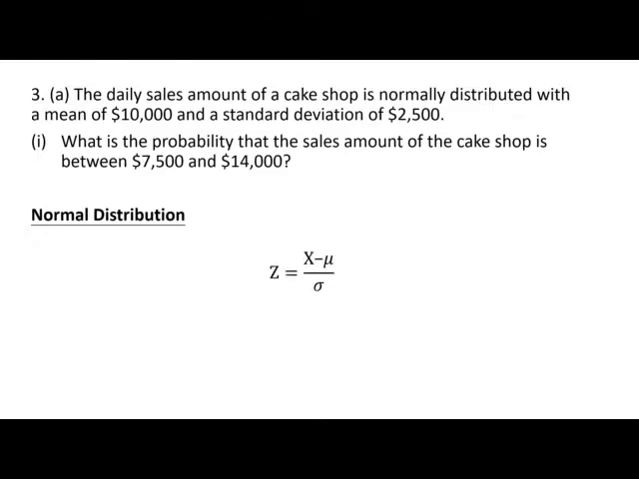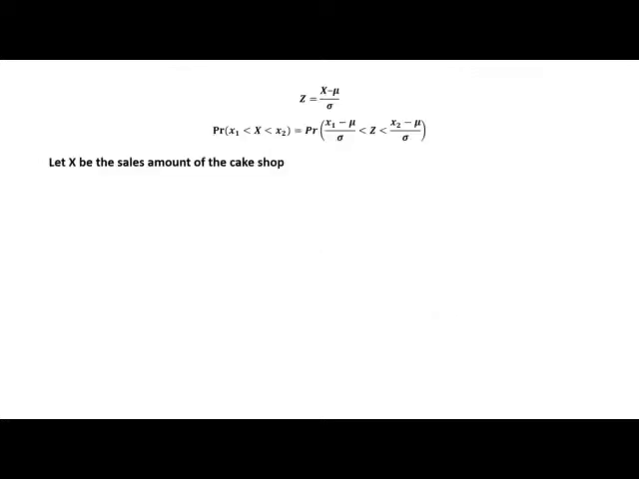First of all, we have to find out the standard normal random variable, which is denoted by z. It can be calculated by x minus the mean over the standard deviation. After that, we can substitute the z value into this formula. To find out the probability, we have to let x be the sales amount of the cake shop. X is a normal random variable with the mean 10,000 and the standard deviation 2,500.